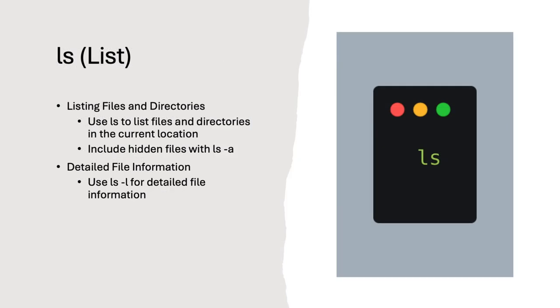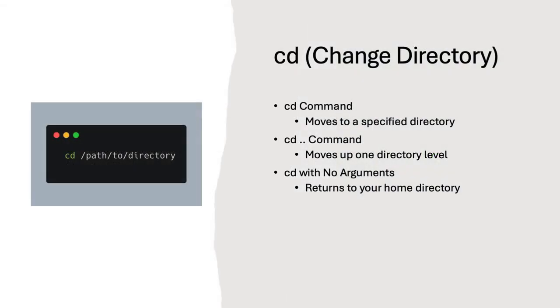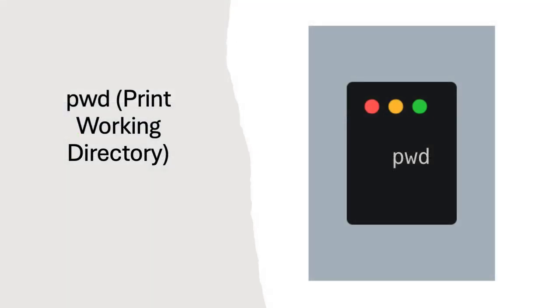To list files and directories in Linux, use the ls command. For hidden files, use ls -a. For detailed file information, use ls -l. The cd command is used to change directories. Using cd .. moves up one directory level, while cd with no arguments returns you to your home directory. Here's the command to print the current working directory, or pwd.